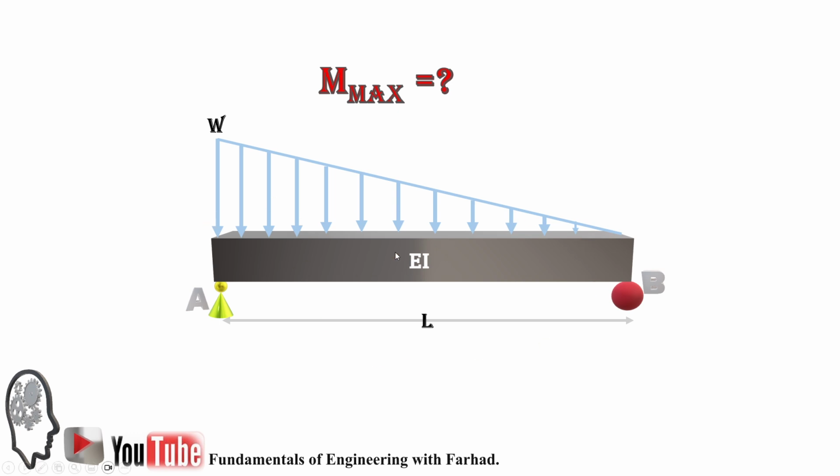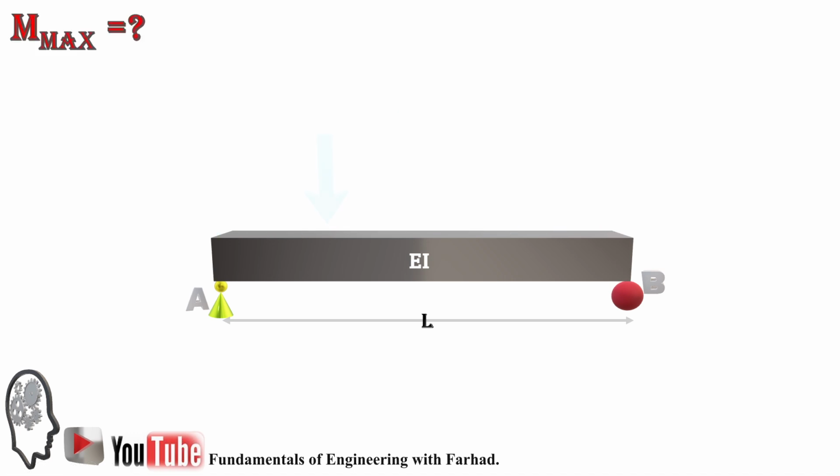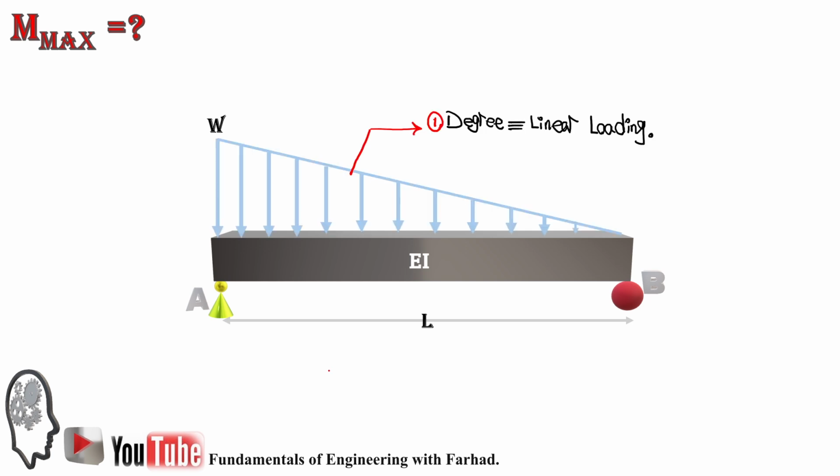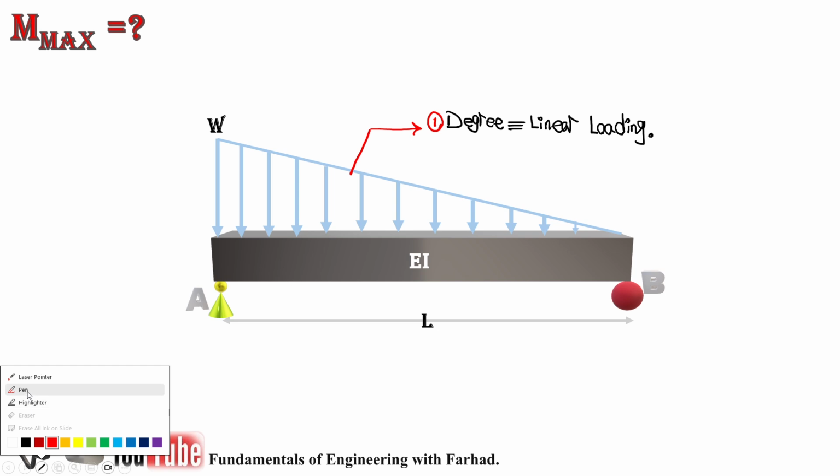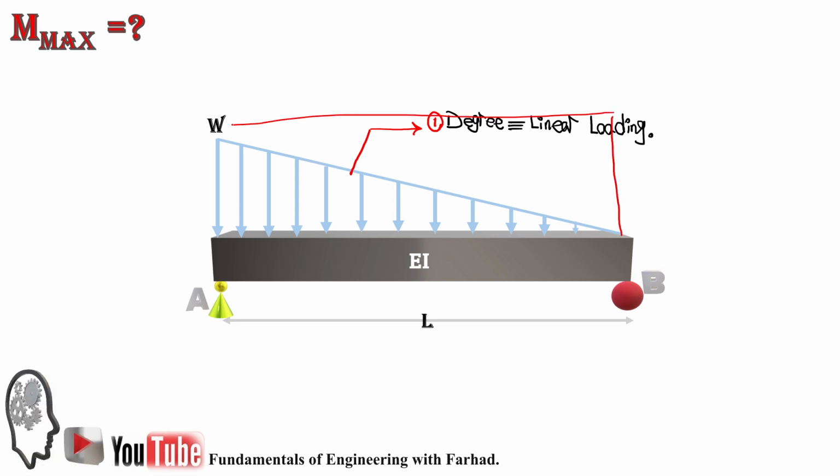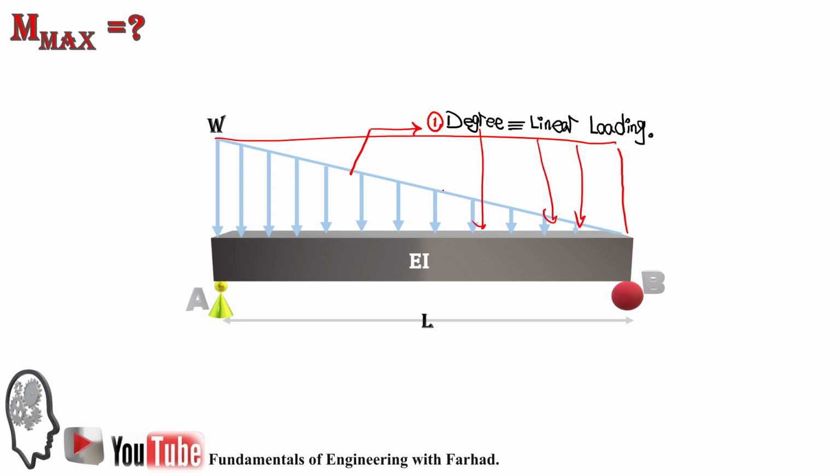To do so, we need to first replace the distributed loading, and we do know this is a linear loading. We can also call it the first degree. For such a case, if you have a rectangular loading with the same intensity of W over the span of the beam, then the resultant force is equal to Fr. If we want to replace the distributed load with the resultant concentrated load, that's the intensity of load times the length, WL.